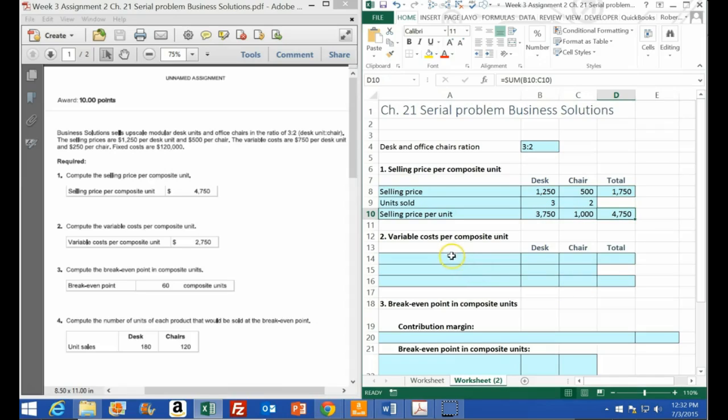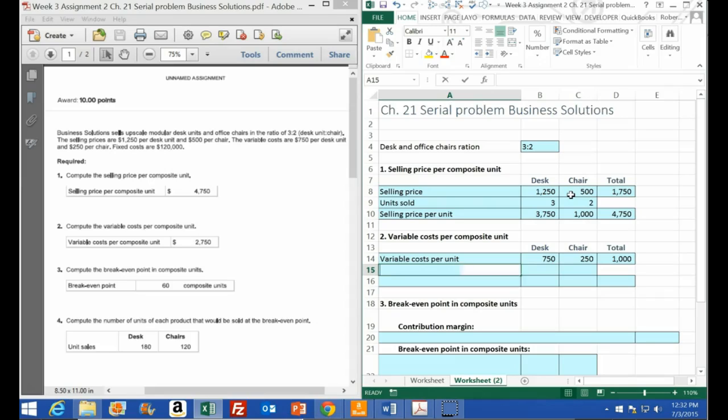Then we're going to take a look at the variable cost per composite unit. So we're looking at just the variable portion of the cost for the composite unit, and we're breaking these out, remember, by the characteristics of the costs. So we're going to take the variable cost per unit for the desk versus the chairs. We have 750 variable cost for the desk given to us up here, and for the chairs we have 250 given to us right there. If we sum those up, we have total variable costs per item of 1,000.